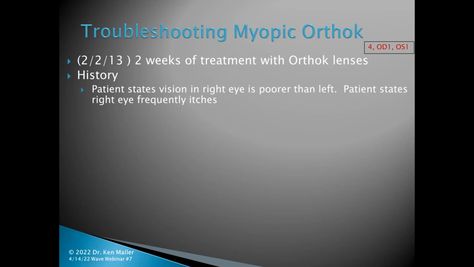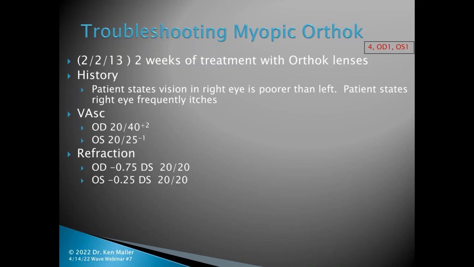The patient states the vision in the right eye is poorer than the left. And the right eye frequently itches. The VA uncorrected was 20/40+2 in the right and 20/25-1 in the left, so that certainly goes along with the patient's subjective report. The refraction sort of goes along as well, where he's under by 3/4 diopter on the right eye and only 1/4 diopter on the left eye.